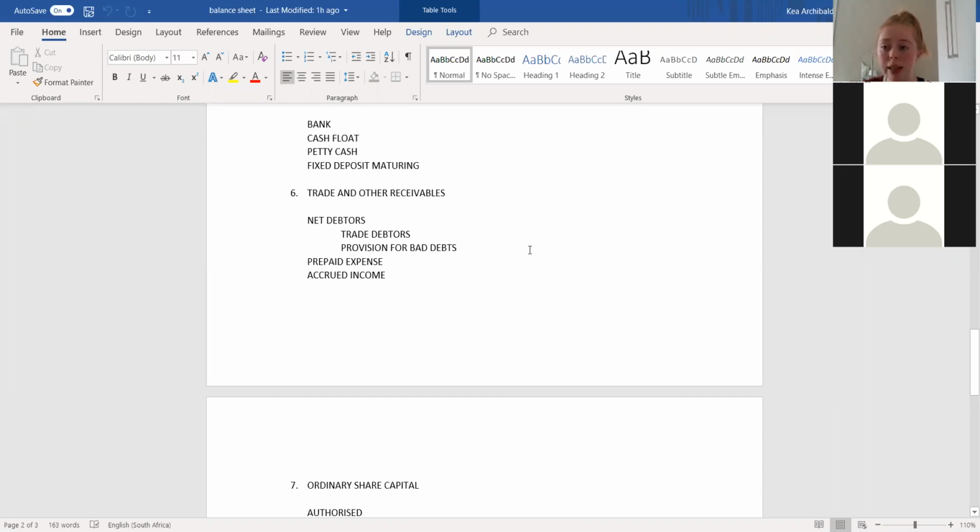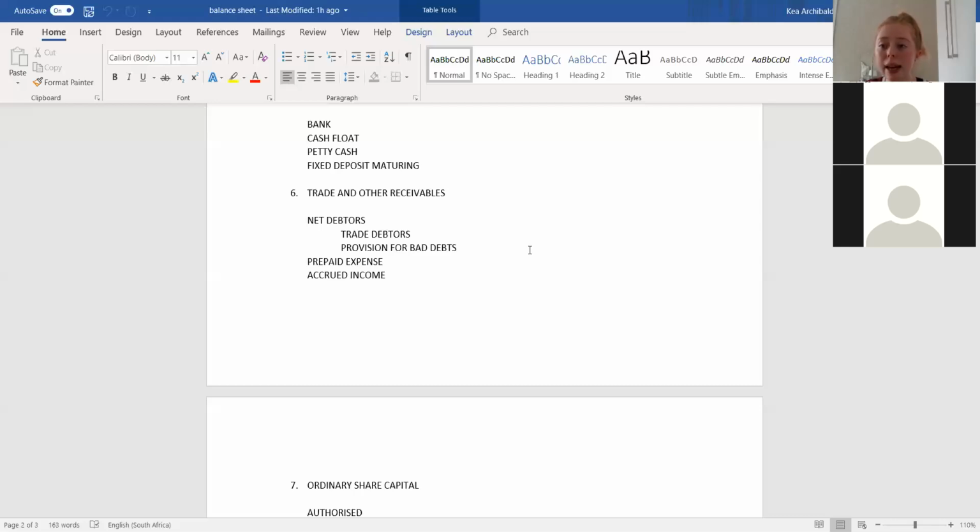That is your new provision for bad debts. But the change from last year's provision for bad debts to this year's provision for bad debts, that amount goes into your income statement as your provision for bad debts adjustment. If your provision for bad debts increases, it's a bad thing. It's negative, because now we're thinking, okay, there's going to be even more people that are not going to pay us. So that's going to be an expense. It'll be provision for bad debts under your expenses.